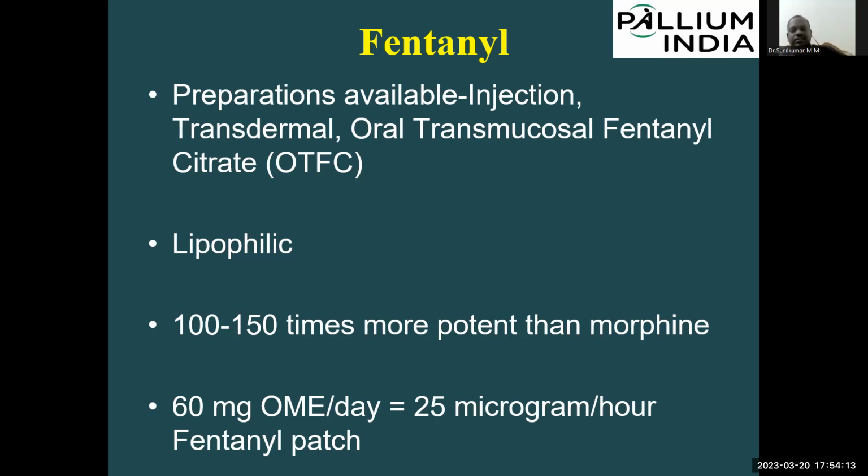Another important thing is that fentanyl is more potent than morphine. It is 100 times more potent than morphine. If you calculate with 100 times potency, then 60 milligram of oral morphine would be equivalent to a 25 microgram per hour patch. So 120 milligram of oral morphine equivalent per day would be equal to a 50 microgram per hour fentanyl patch.